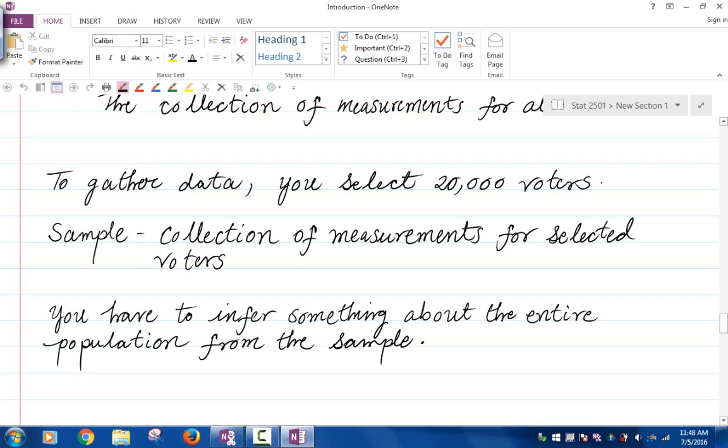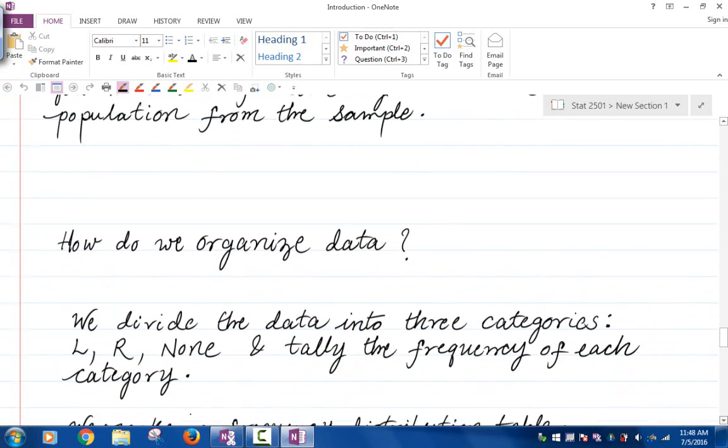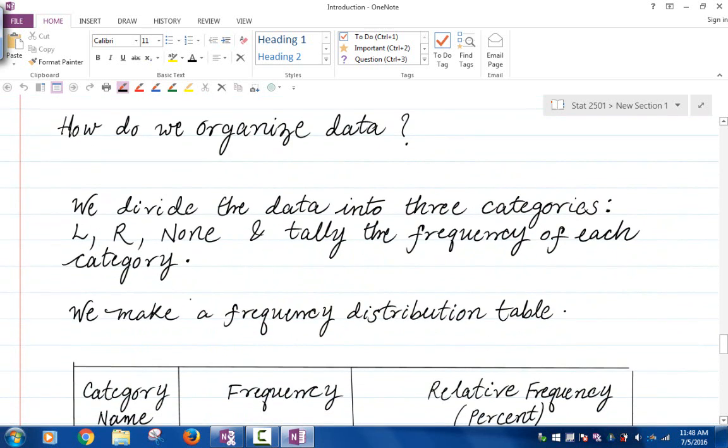Now you have to infer something about the entire population from the sample, right? So in this case, how are you going to organize your data? Right? You collected how many measurements?